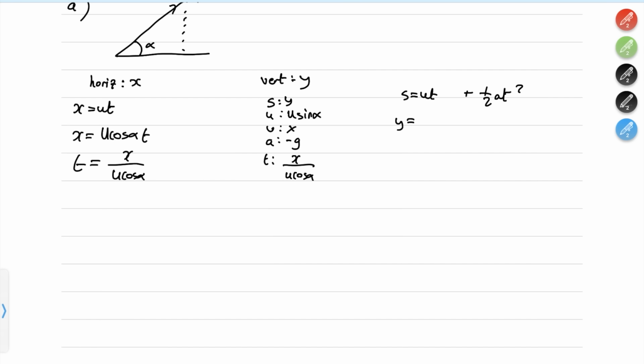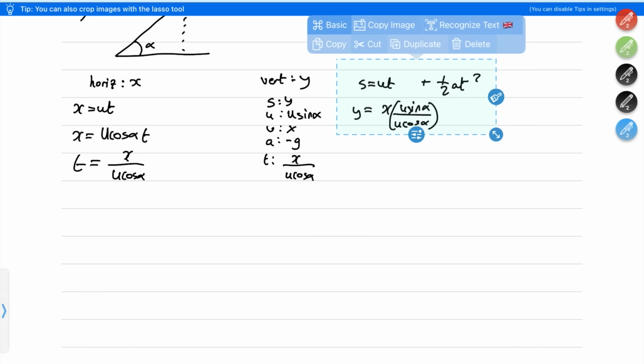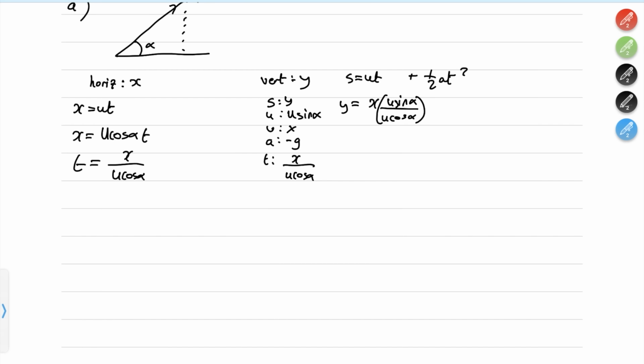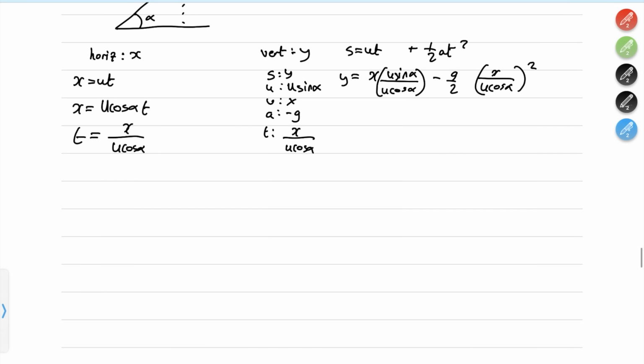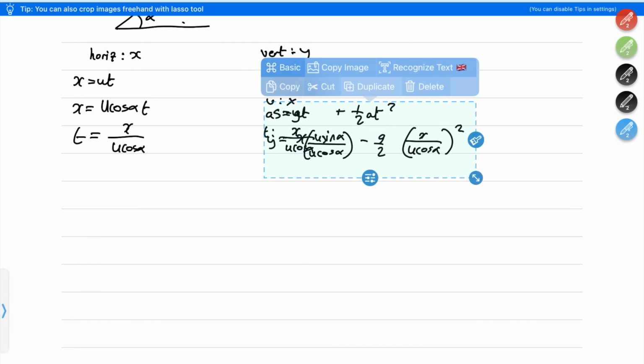So y equals x u sine alpha over u cos alpha, plus, so minus g over 2 times x over u cos alpha, whole squared. I'm going to shift this to the left because I'm worried I might run out of space. So let's look at what the equation is asking me. I can see that we've got the first part sorted out. Let me shift this down actually, because this is our final working out.